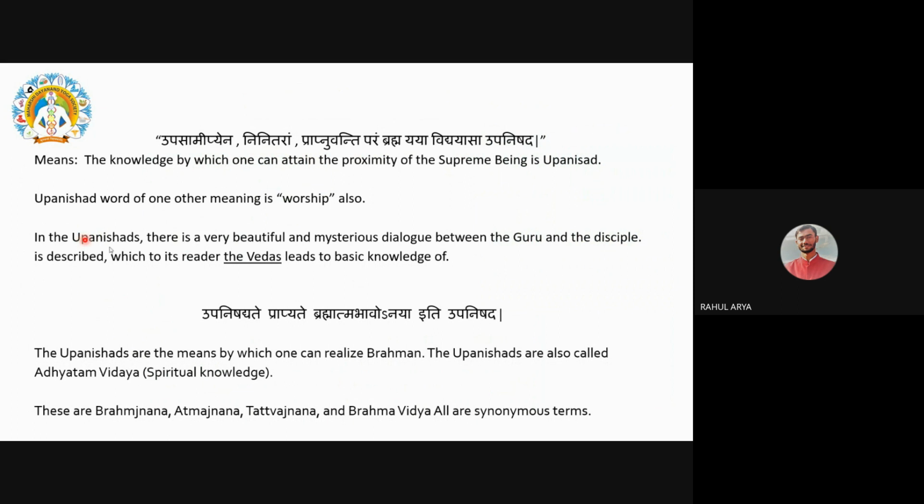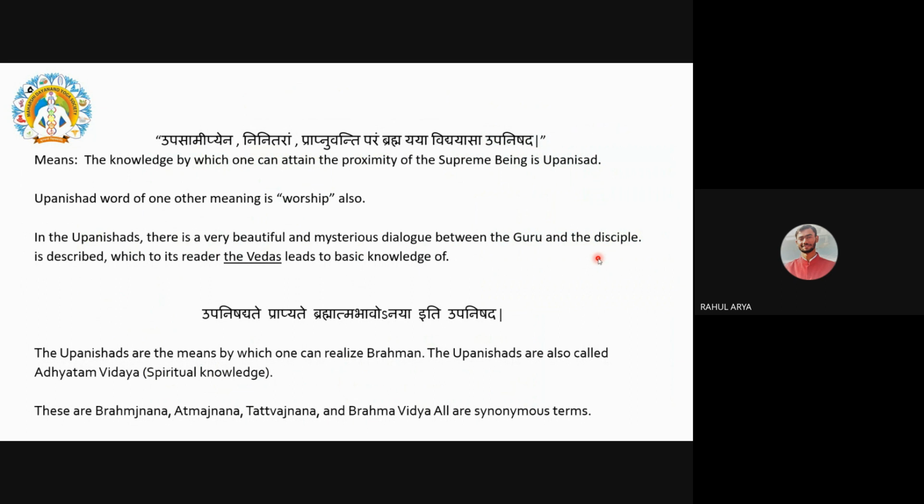In the Upanishad, there are very beautiful and mysterious dialogues between the Guru and the disciples. When you restarted the reading, maybe Madhu ma'am was already taking the class, you have already studied the Katha Upanishad, Kena Upanishad, Prashna Upanishad. In every Upanishad, what did you notice? There is a discussion, Nachiketa and Yamraj. Yamraj is the Guru and Nachiketa is the disciple. In every Upanishad, you will see a discussion between two people.